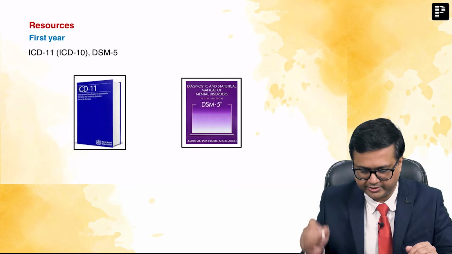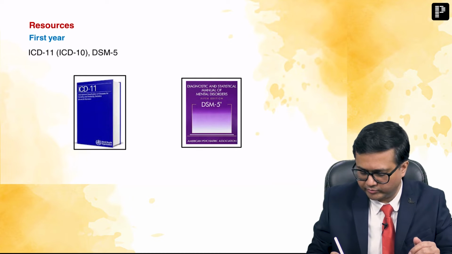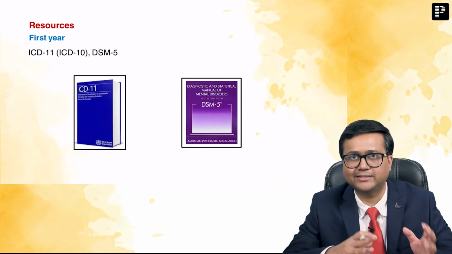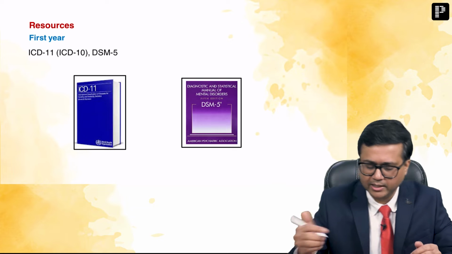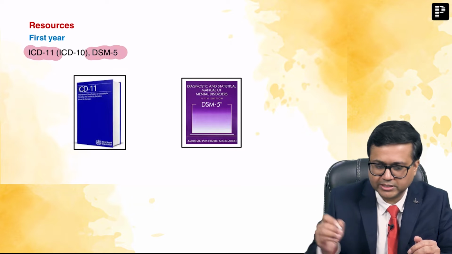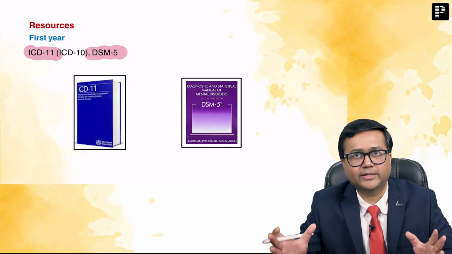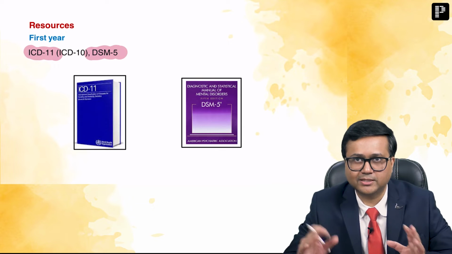Now let's talk about the important resources which you can utilize in your residency. Let's start with the first year. One very important resource which you should have with yourself is the classifications. So we have ICD, the latest being ICD 11, and in some institutes we still have ICD 10, as well as DSM 5. These are some very important go-to books. So in your first year of residency, carry them all the time. In our residency days, we would carry these classifications with us all the time.